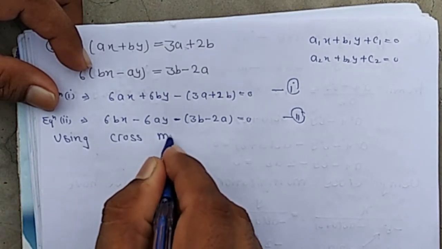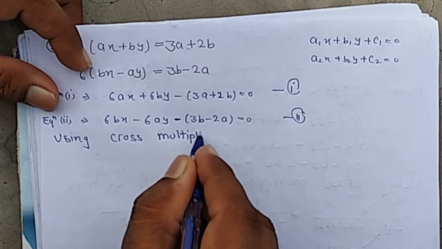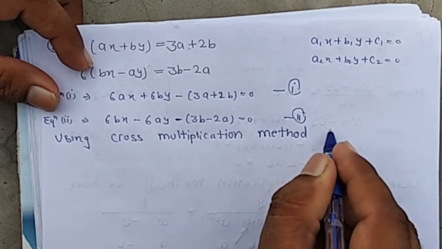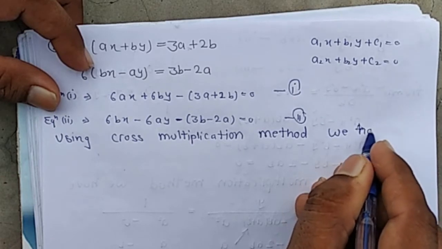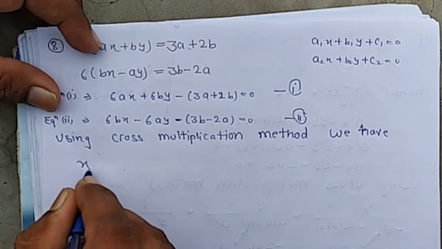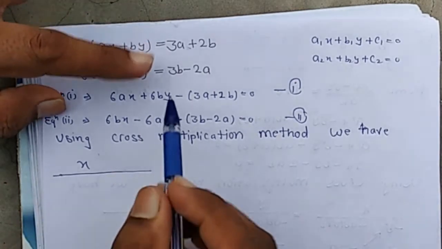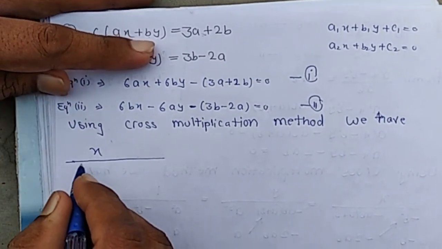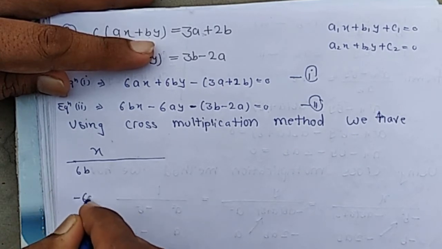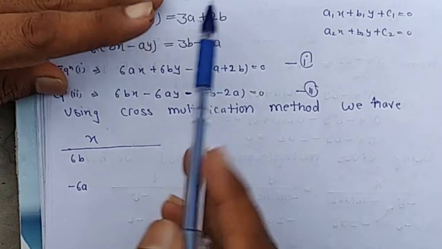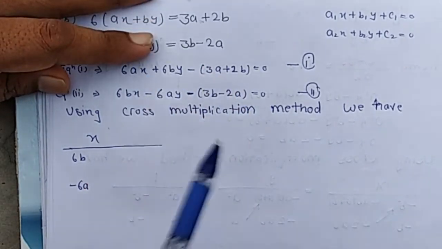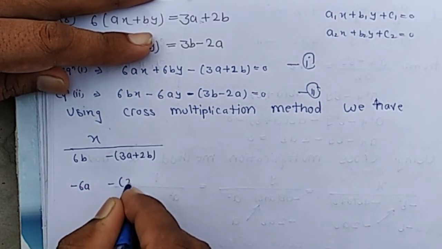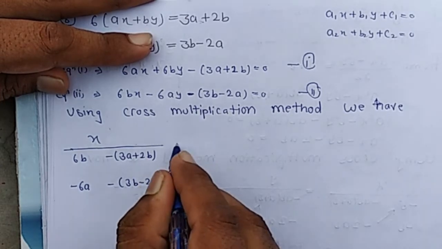Using the cross multiplication method, we have x by, hide the coefficient of x, we have 6b minus 6a, and the constant term which is minus 3a plus 2b, minus 3b minus 2a.